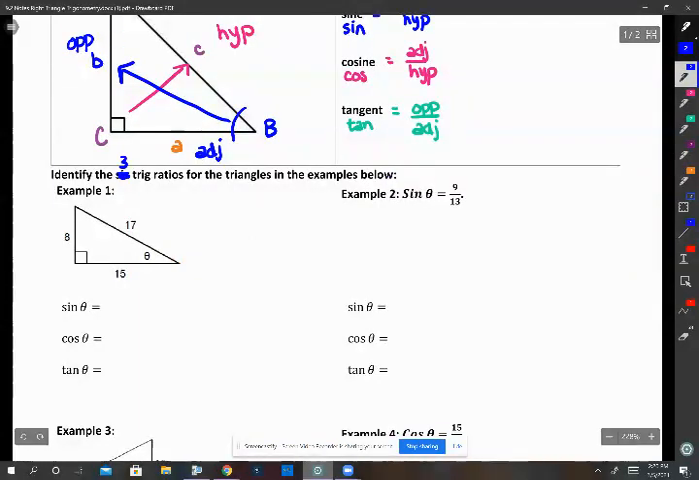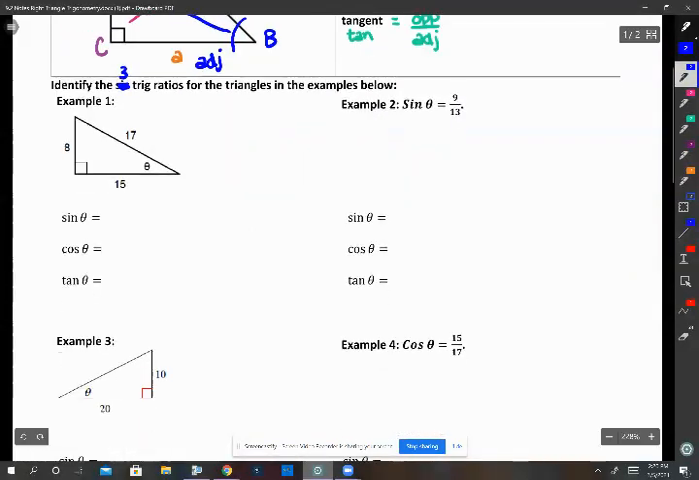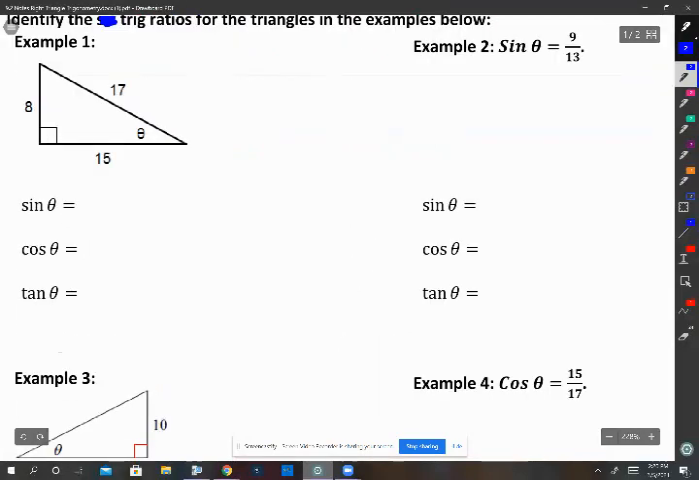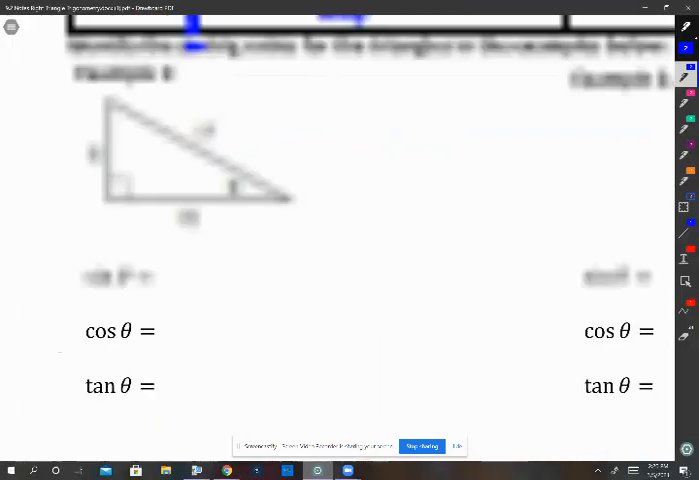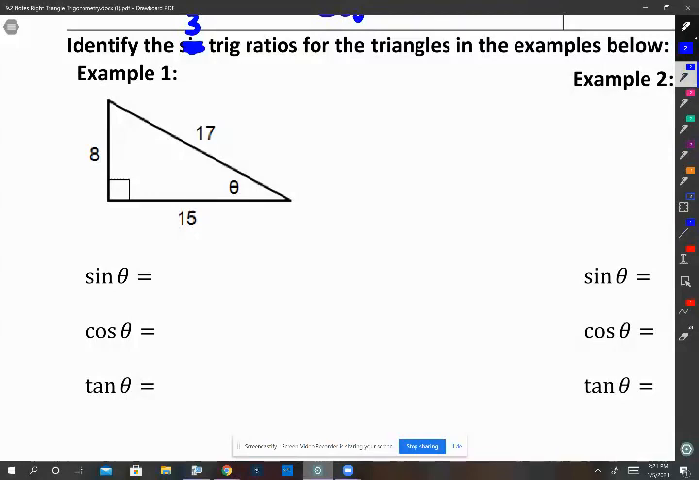All right. So when I look at example 1, the key here is that I'm looking at my triangle, and all I'm looking for is where is my angle marked. And so this is the angle that's marked because it has a little theta mark in the corner.